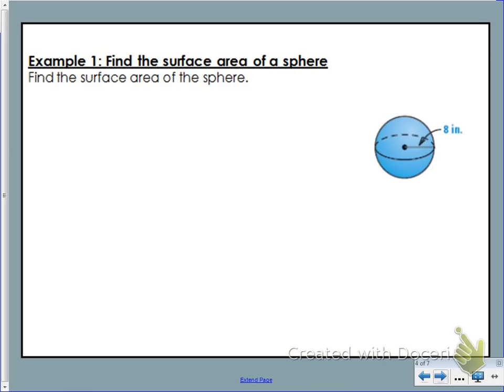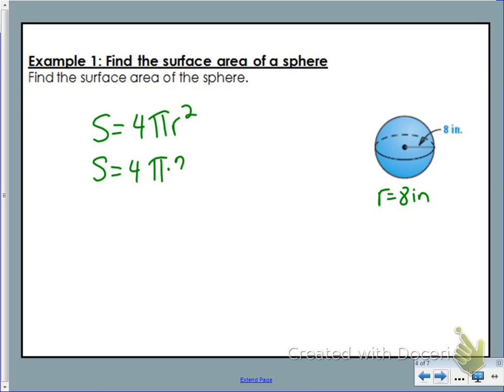Example 1 says to find the surface area of a sphere. The only information we know about this is that the radius is 8 inches. So the surface area formula for calculating the surface area of a sphere is 4 pi r squared. If we want to know the surface area, we're going to plug the radius in, which we know to be 8 inches. And then to find the exact, we'll just simplify this to be 4 pi.